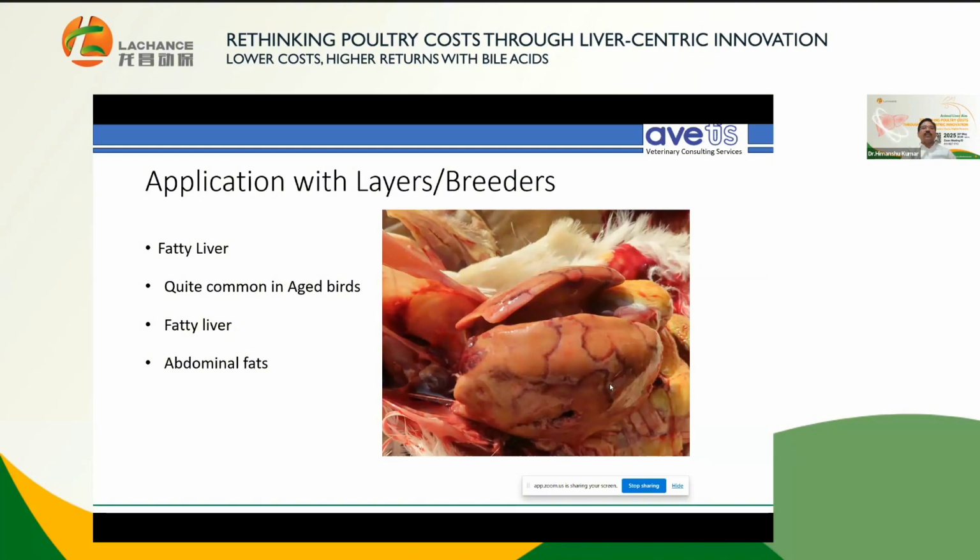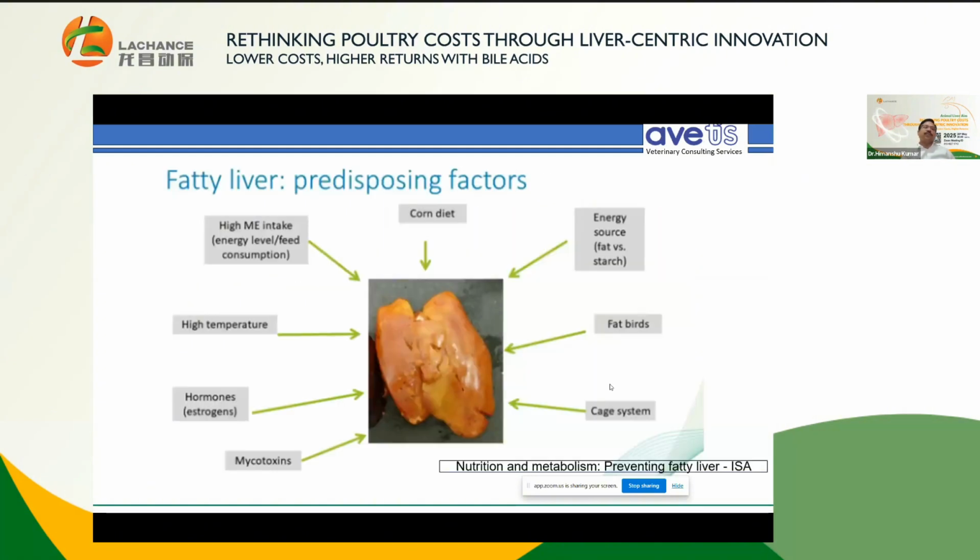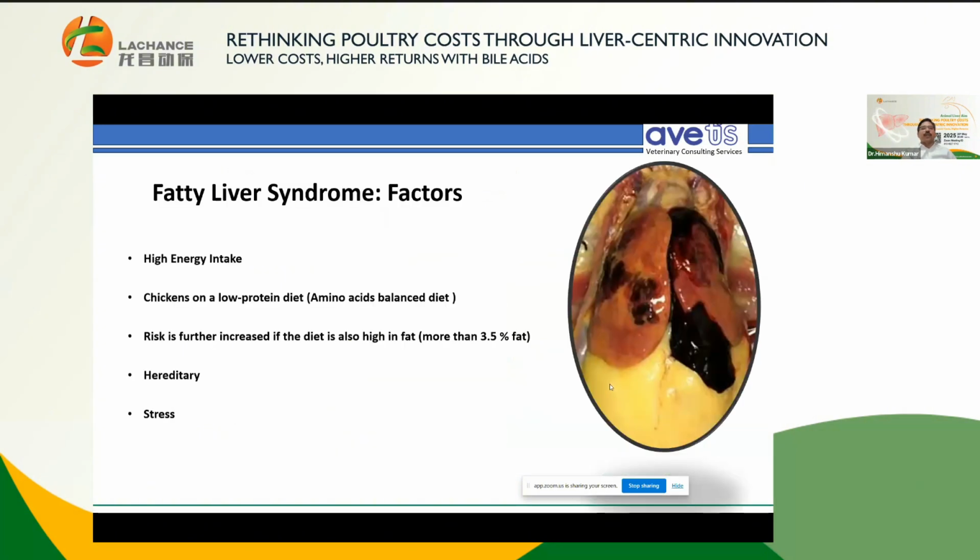And the fatty liver condition, particularly in the older birds, or abdominal deposition of the fat. High energy intake, even high energy due to the type of energy source, or the balance between the fat and the starch. Even the cage system shows more of this fatty liver syndrome, and even mycotoxins that damage the liver lead to fatty liver syndrome, and even hormones as well.